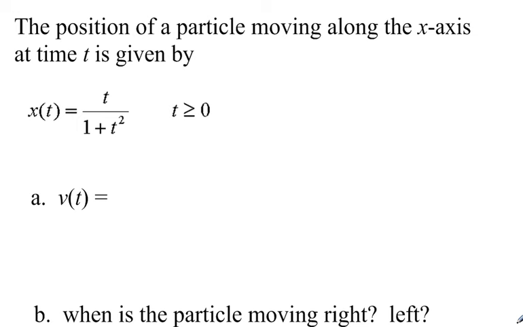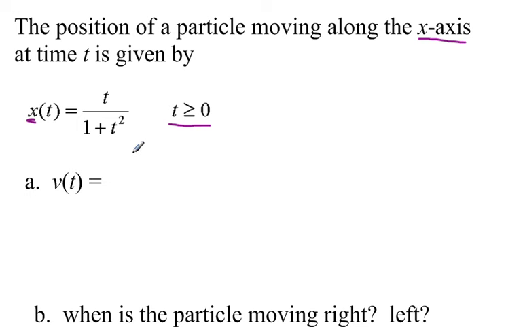And so here we have another particle that's moving along the x-axis at the time given by x of t equals t over 1 plus t squared. And this time it specifically says that this is for t values greater than or equal to 0. So our very first question asks us for the velocity. And we all know that velocity is the derivative of our position function, which in this case is named x because this particle is moving along the x-axis. So our output is actually x values.